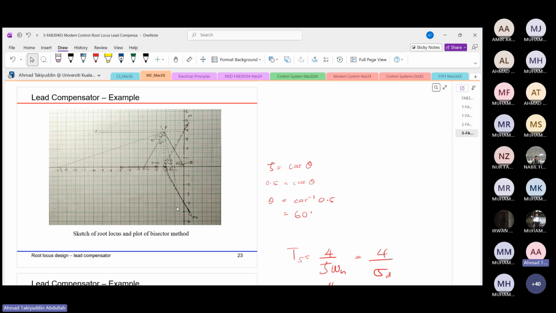Anything else that you would like to ask? So I'm going to consider the poles angle from this pole to my new dominant pole, from this pole to my new dominant pole, and for this pole at -3 as well to this new dominant pole. So I'm going to get the phi that will be 86 degrees. Okay, is that clear?